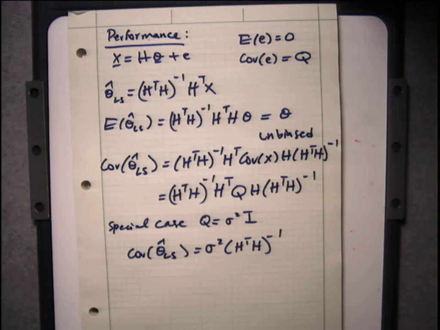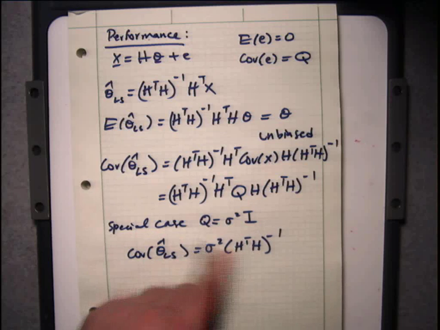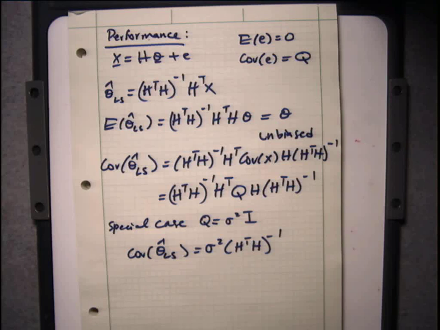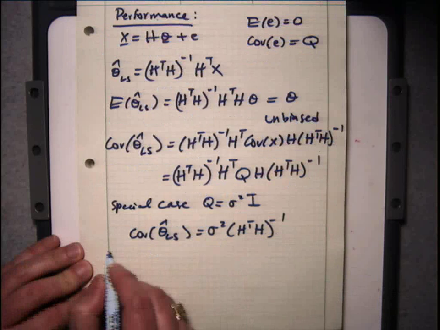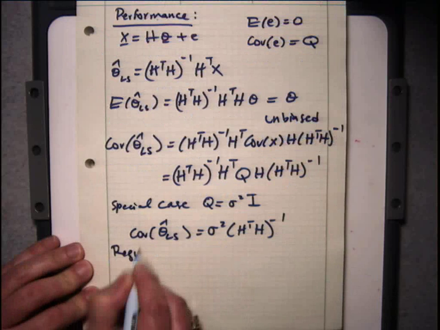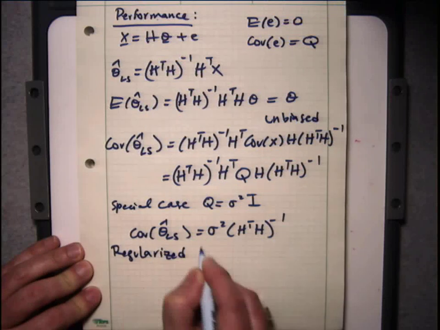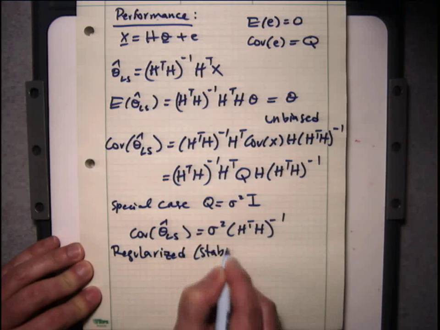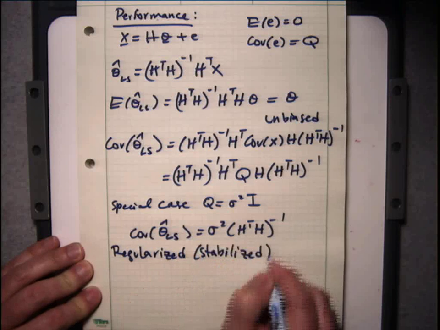We took some distribution for theta and assumed that it was known, and then used that to basically stabilize the problem. And instead of H transpose H, we had H transpose H plus some other term, and then the whole thing inverse. And that changed the condition number of this guy. Okay, we can do that exact same thing here in the context of least squares, and this is what we call regularized, or sometimes called stabilized, least squares.